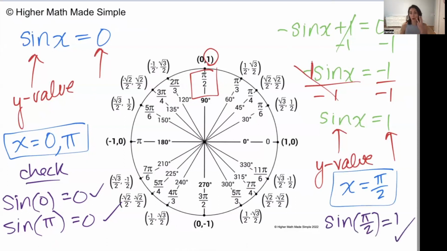Yes. Okay, so there are 3 solutions between 0 and 2 pi to solve this equation. That is 0, pi, and pi over 2.